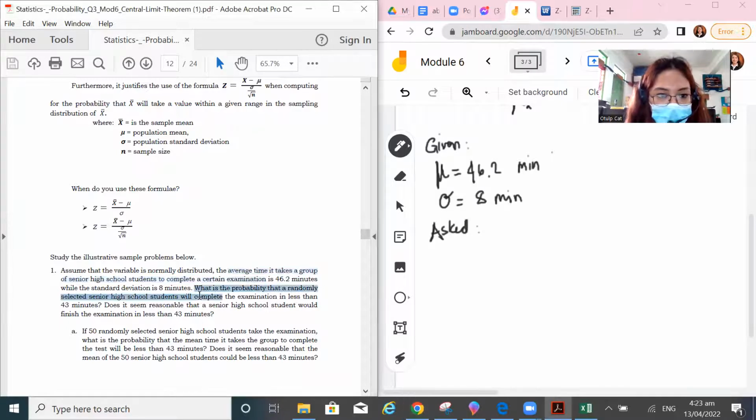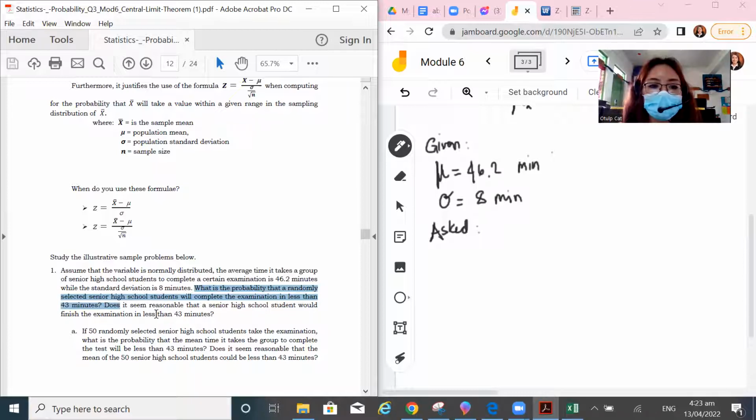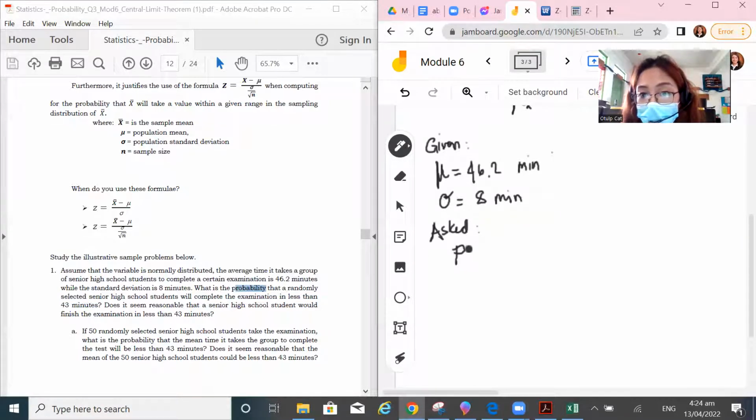Okay, what is the probability that if senior high school students are randomly selected, they complete the examination in less than 43 minutes. So how is that stated mathematically? What is asked is a probability. So probability is signified in mathematics as P, open parenthesis, the mean of our sample, or the average of the sample taken, less than 43 minutes. That is what it asks.